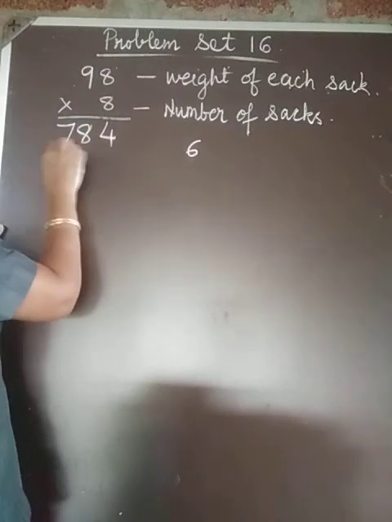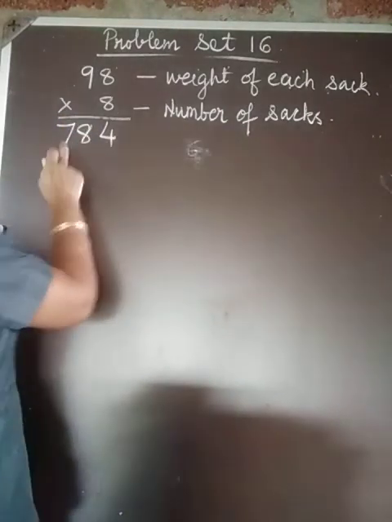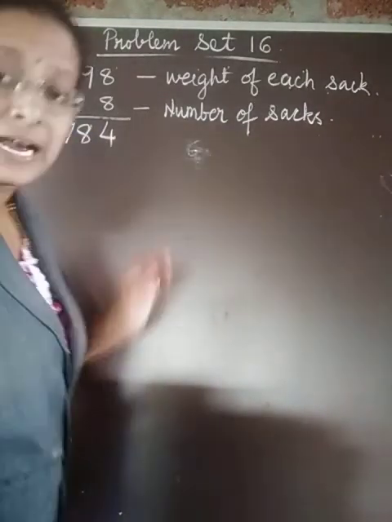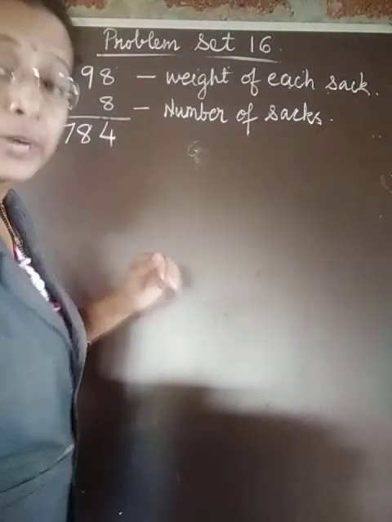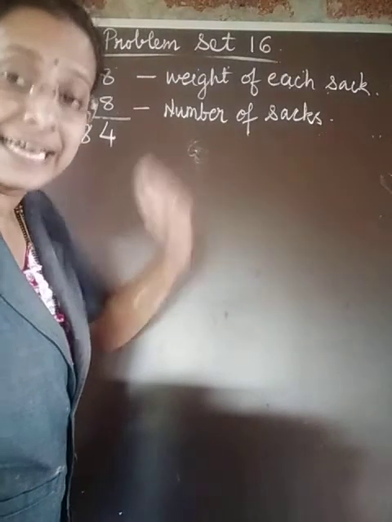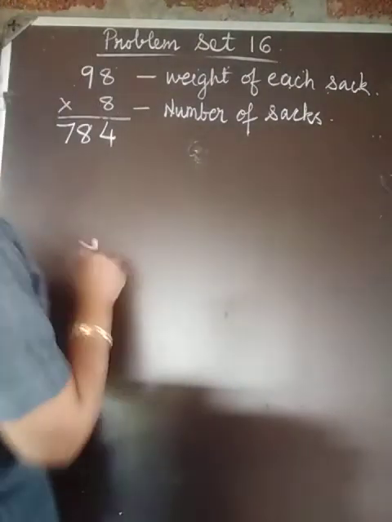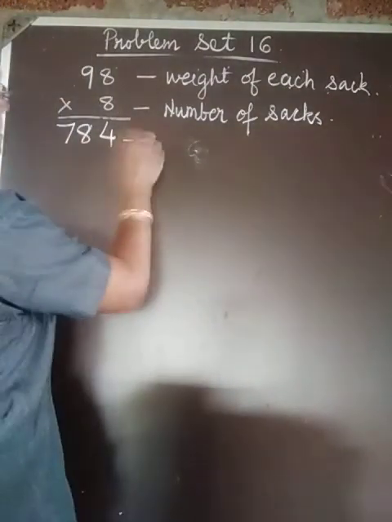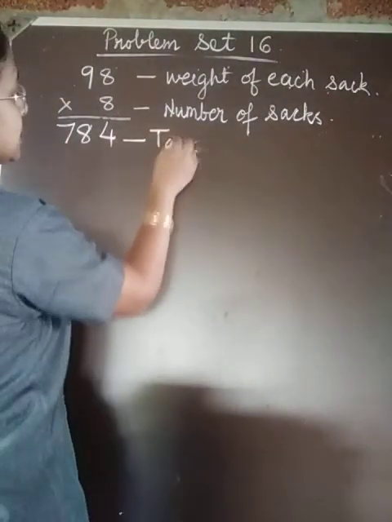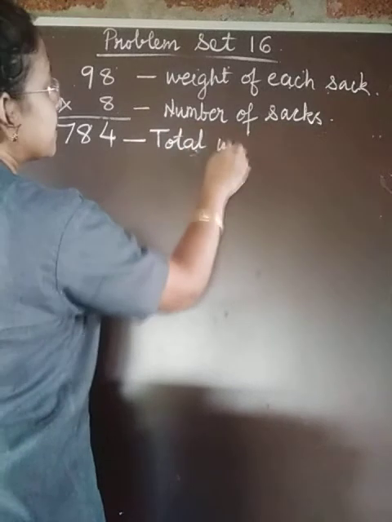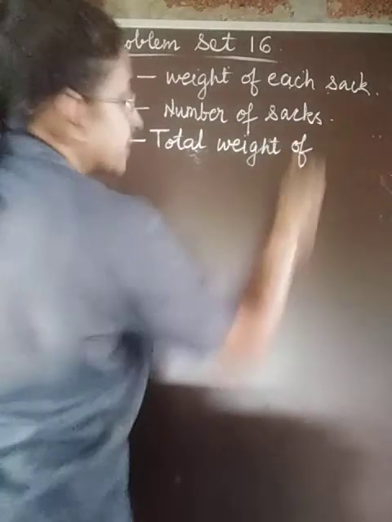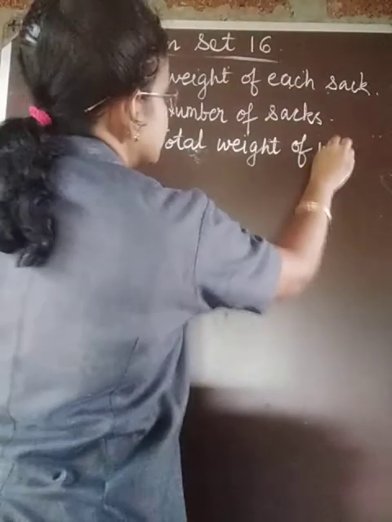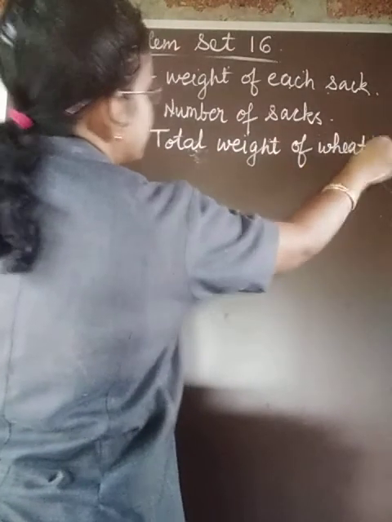So how much is the total weight of the wheat? That was 784 kilograms of wheat in all the 8 sacks, in total. So this is the total weight of the wheat. Fine.